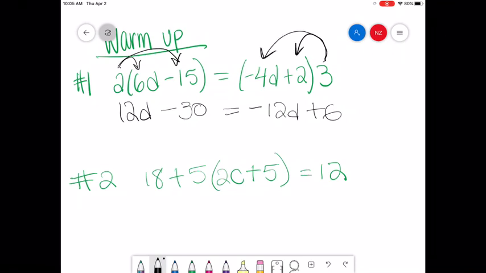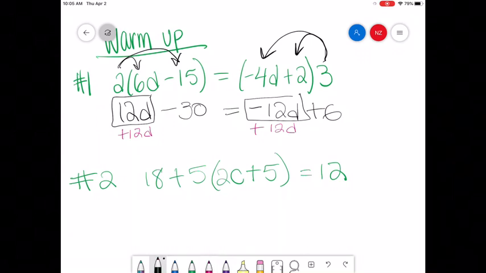It's still distribution property. Now that I have an equation here, I could use my inverse operations by solving and combining like terms. If you see here the 12 has a d and this negative 12 has a d, I'm going to move this guy over to the left. Why? Variables to my left, numbers to my right. Inverse operations, I would add 12d. 12d plus 12d gives me 24d. So this becomes 24d minus 30 equals 6.